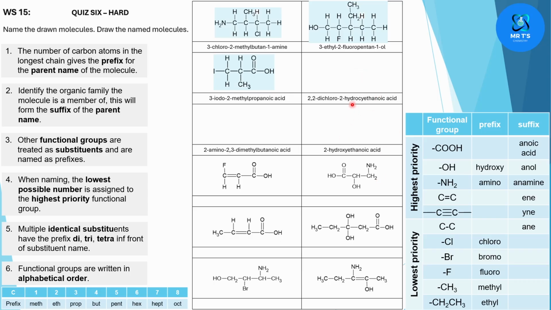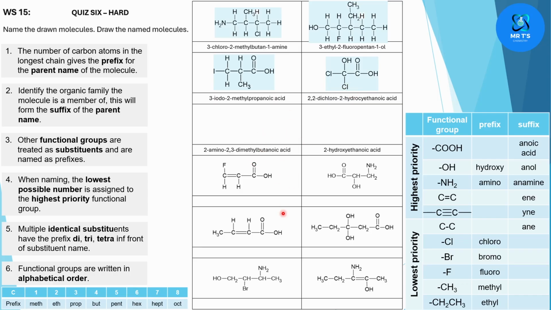Okay, the next one. This is actually spelt wrong. It should say hydroxyethanoic acid. So this is 2,2-dichloro-2-hydroxyethanoic acid. The hydroxy is the prefix for an alcohol group, an OH group coming off the second carbon, and 2 chlorine atoms coming off the second one as well. And this is ethanoic acid, so it's 2 carbons long, with a carboxylic acid off the first carbon, and an alcohol and 2 chlorines off the second one.